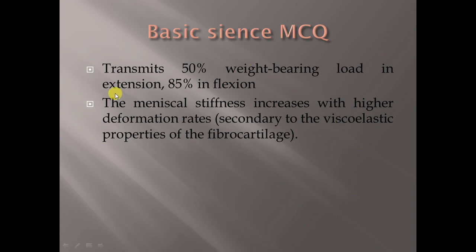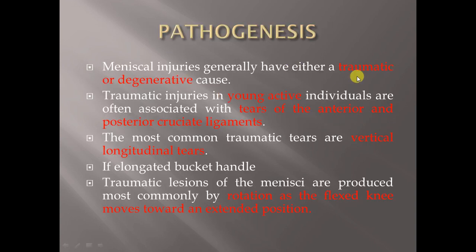In extension, 50% of the weight can be transmitted through the meniscus. In flexion, it increases to 85%. Meniscal stiffness increases with higher deformation rate. This is a viscoelastic curve. Keep it in your mind now, and we will have a separate lecture about the viscoelastic curve.